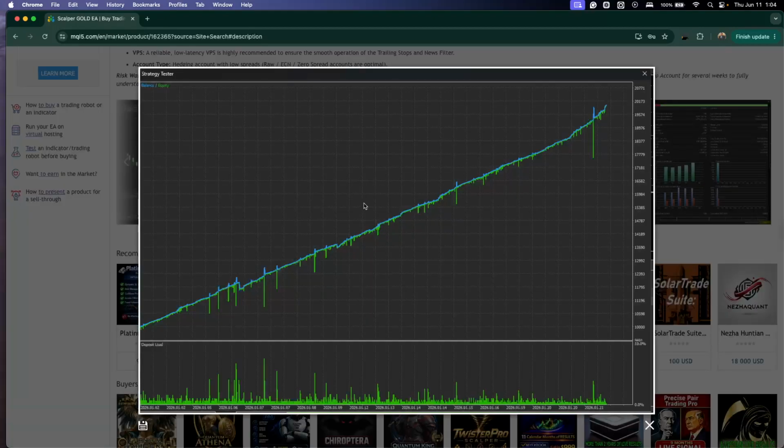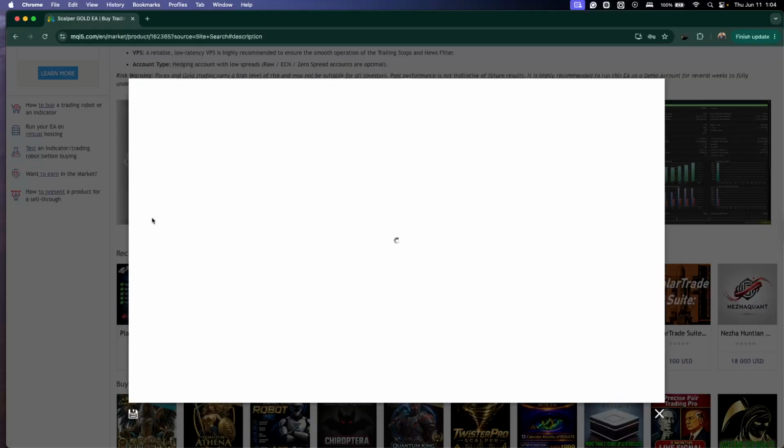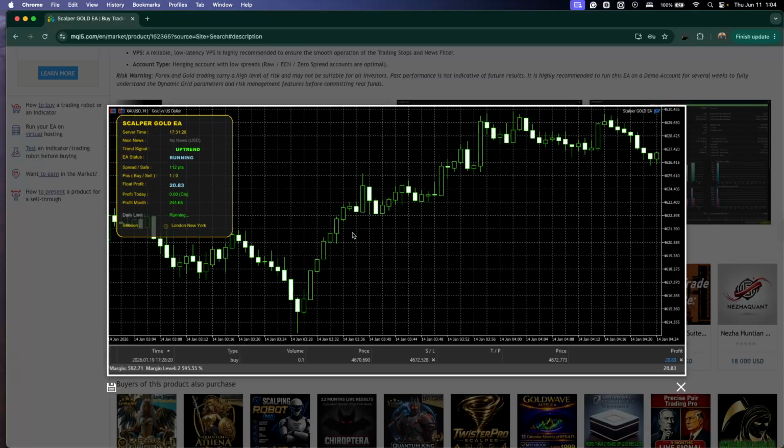This is their equity curve, and this backtest was just a 1 month backtest, the whole of January basically. And this is what it looks like. This is exactly what it looks like when it's in action.